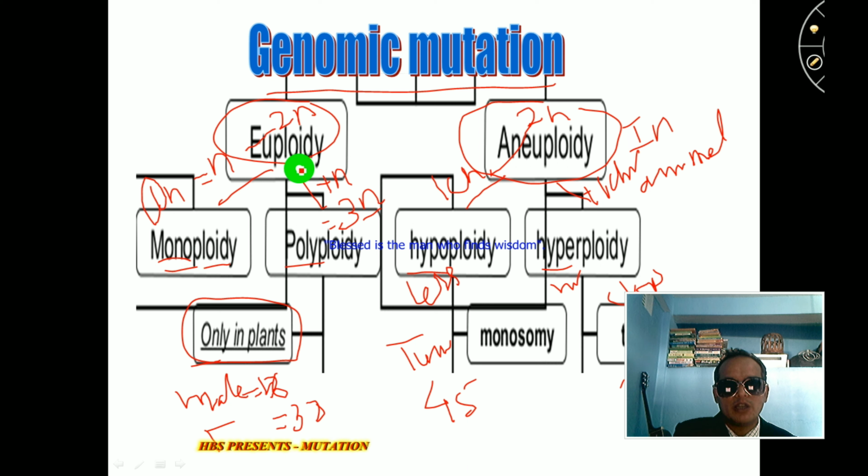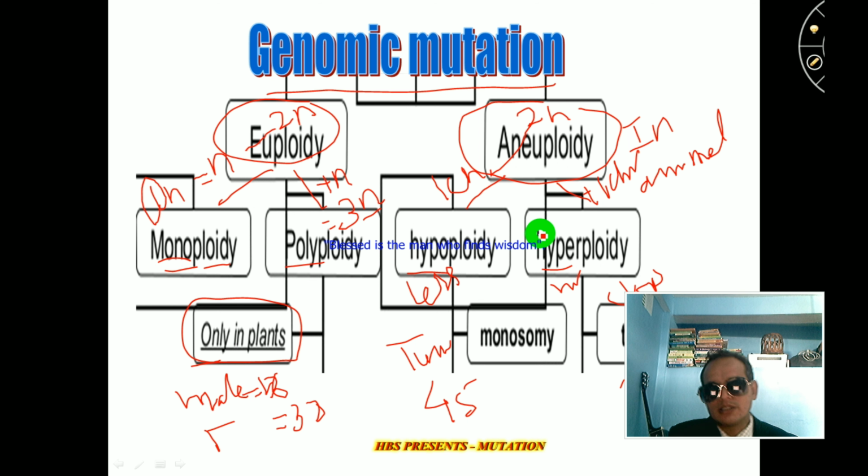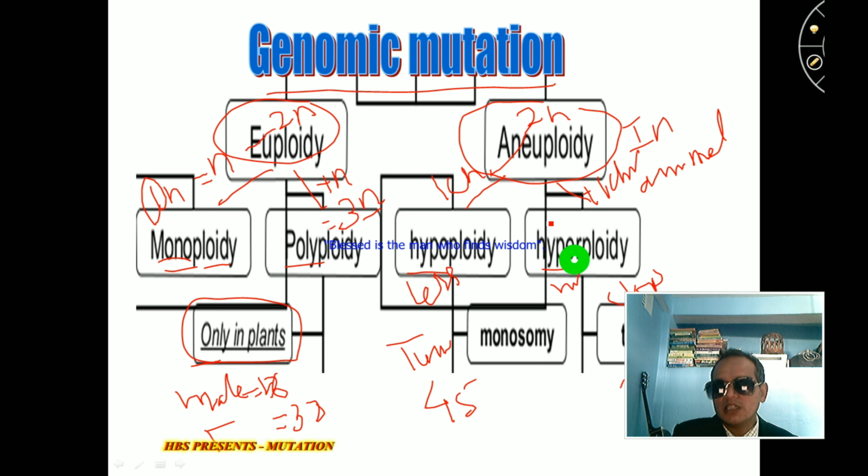Euploidy is of two types. Monoploidy: when there is a subtraction by a haploid number of chromosomes, it leads to monoploidy. If there is an addition by a haploid number of chromosomes, then it leads to polyploidy. It mostly occurs in plants, don't forget that, but it does occur in animals also. I told you about the male bees and female bees. And aneuploidy mostly occurs in animals. If there is an addition of one extra chromosome, then it is called hyperploidy, and if there is a subtraction of one chromosome, then it is called hypoploidy.